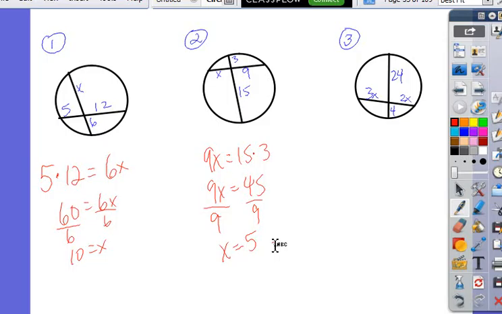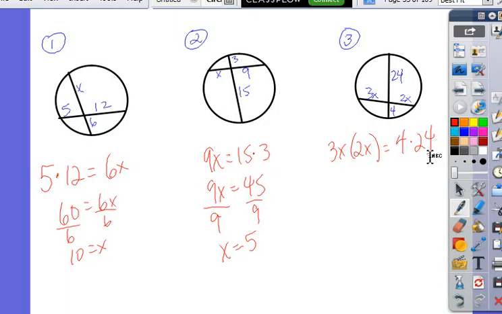Now, if I use that same process, what do I get over here? 3x times 2x equals 4 times 24. Are there any questions about why it's set up that way? Because you're doing the same process. The 2 pieces of one multiply together equal the 2 pieces of the other.